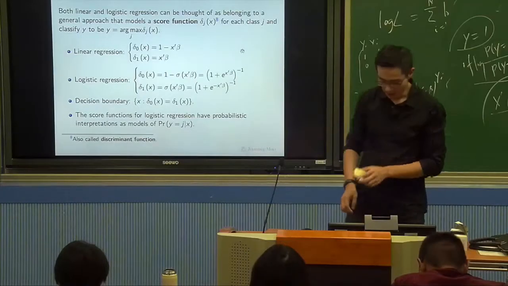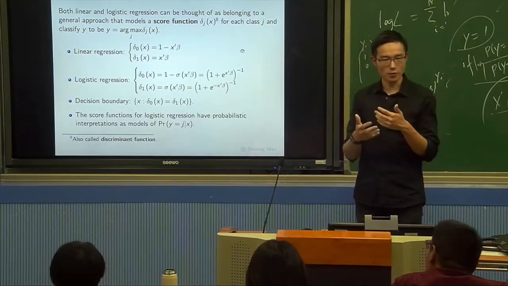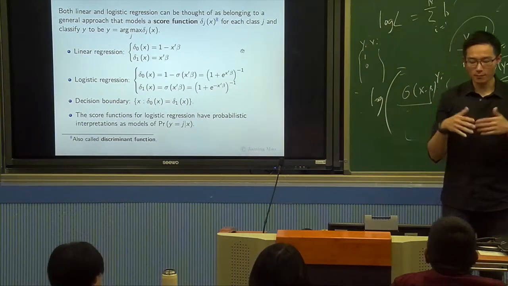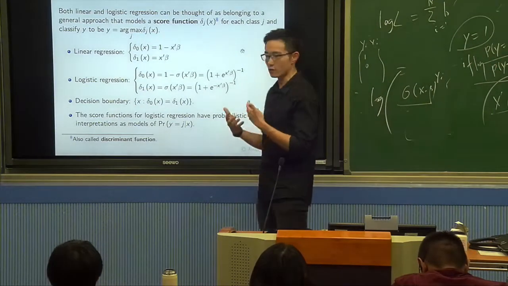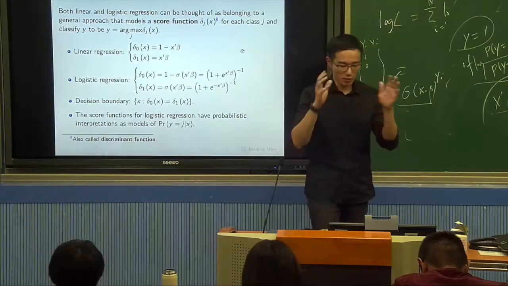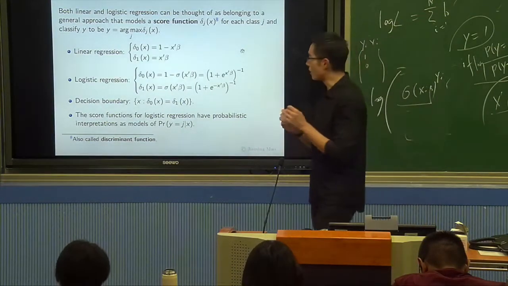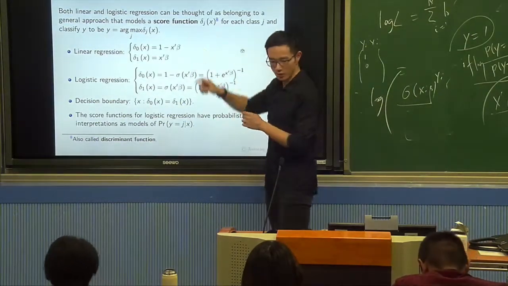All right. Now, in general, we can talk about logistic regression and linear regression both. In the case of classification, we can say they are both a kind of score function approach. So you can put them both in a general framework, and say they both follow a general approach that models something called a score function. Let's call this score function delta_j(x).